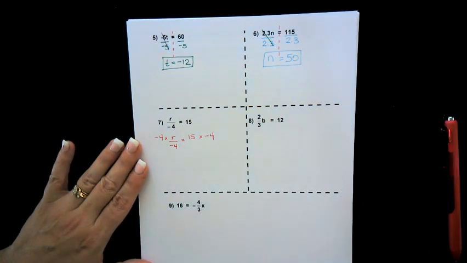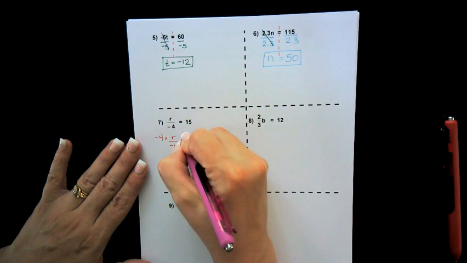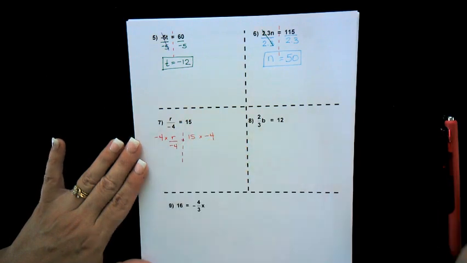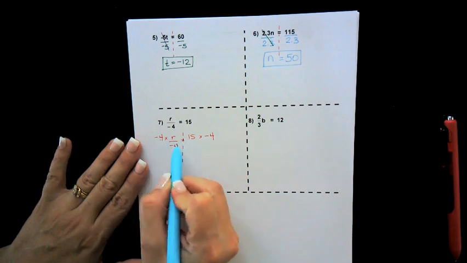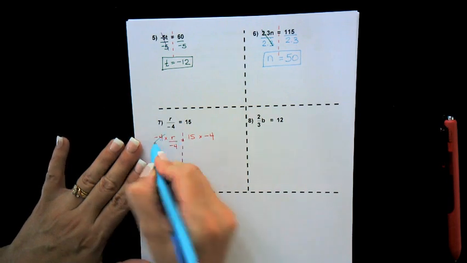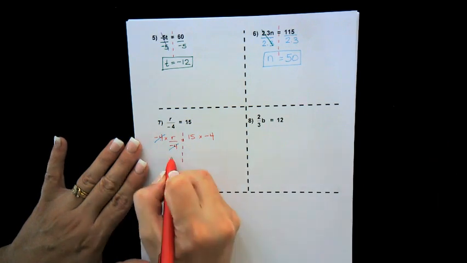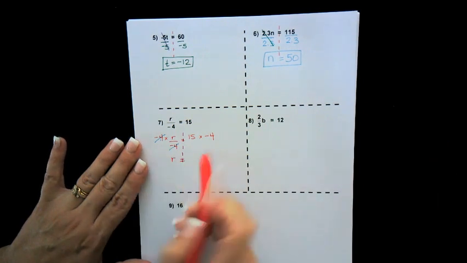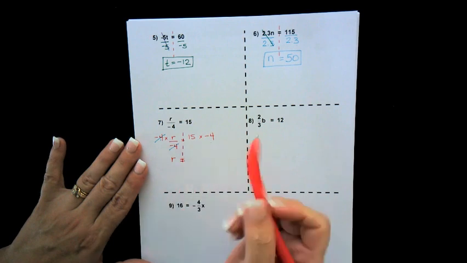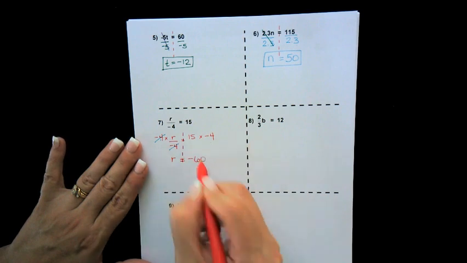The big deal is I want you to see that we did it to both sides of the equation. That's important. Because I know that multiplying by -4 and then dividing by -4, that cancels those out, so that I'm left with an r over here, and that equals 15 times -4 gives me -60.